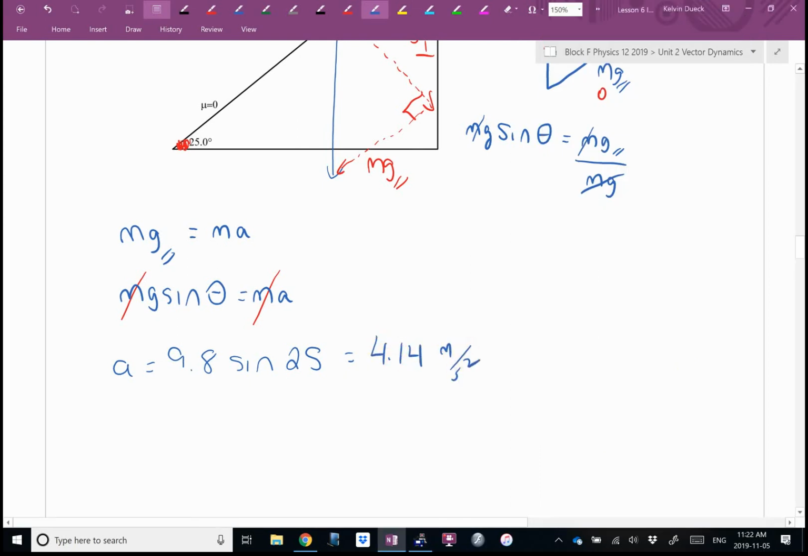So what we're going to do, if you give me a ramp, is rather than adjust all of the other forces to match gravity, it's easier to adjust gravity to match all of the other forces by finding the perpendicular and parallel components.